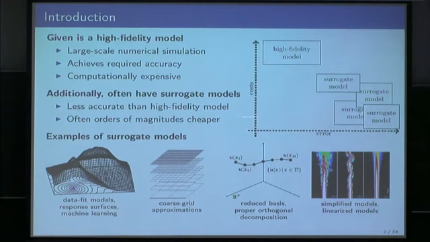Additionally, we often have given surrogate models which approximate the quantity of interest that the high-fidelity model gives, introduce some approximation error, but compute that approximation often orders of magnitude faster than the high-fidelity model. And the purpose of this slide is to really point out that there's a full breadth of surrogate model types available that we typically can use.